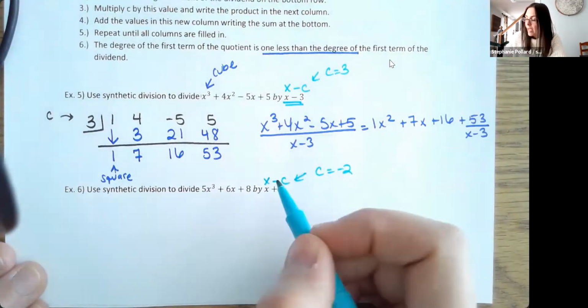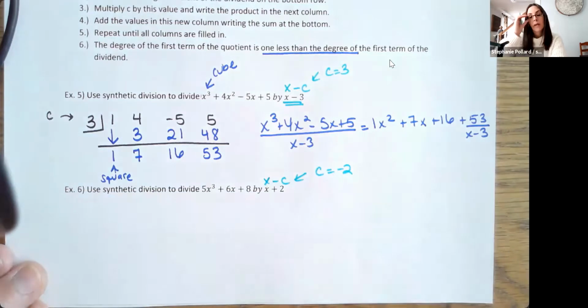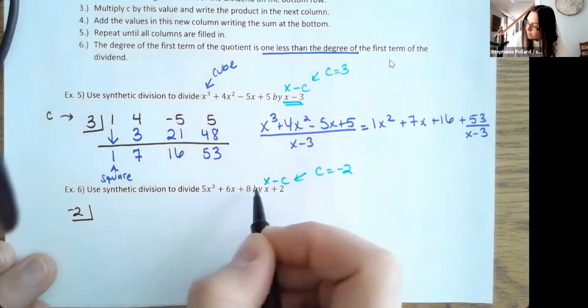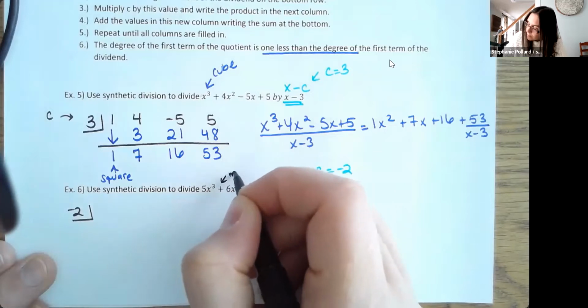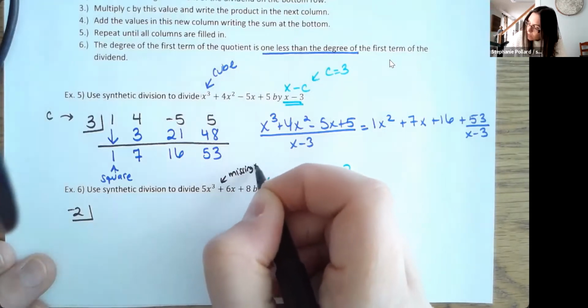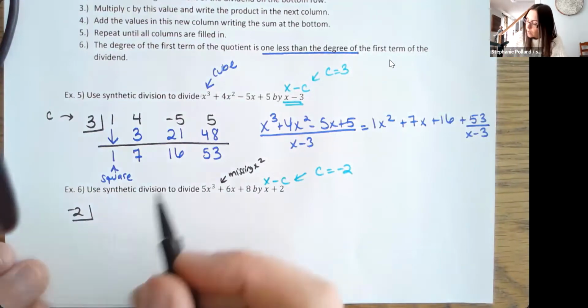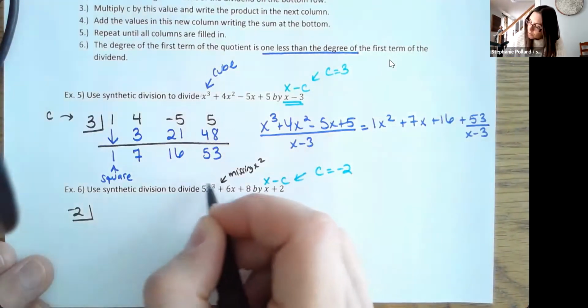If it's the wrong sign, you just use the negative. So instead of being 2, our C is going to be negative 2 here. So negative 2 is going to go on the outside. And then here, just be careful, you are missing the x squared term. So you want to make sure you put a 0 in for that to hold the place. So our largest degree is 3, so we start with the 5.